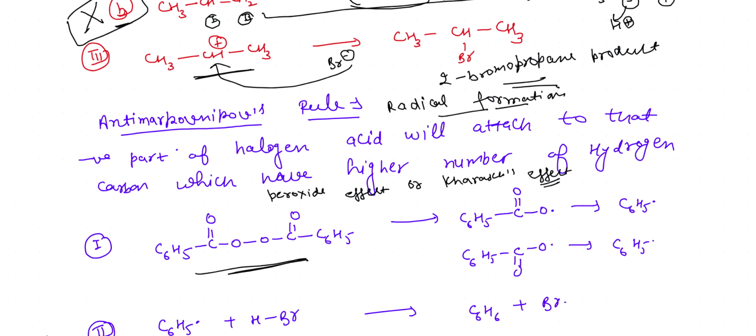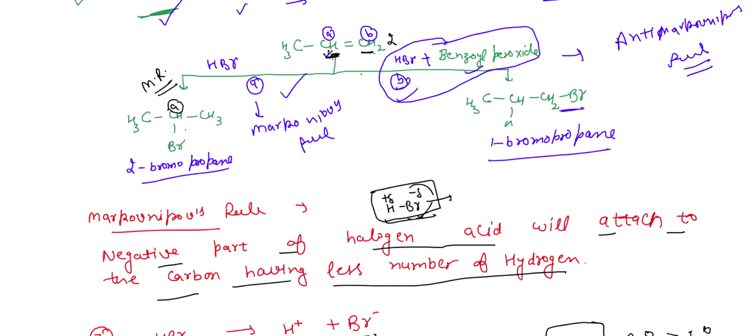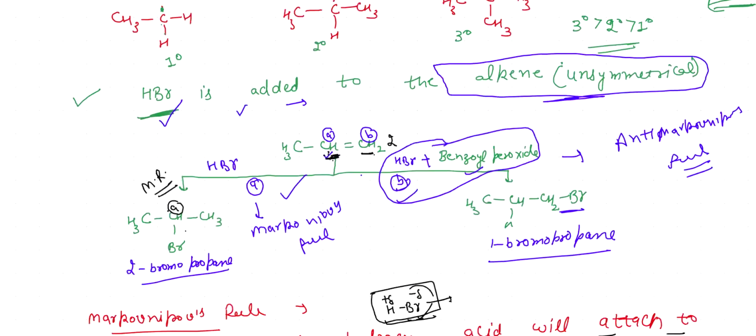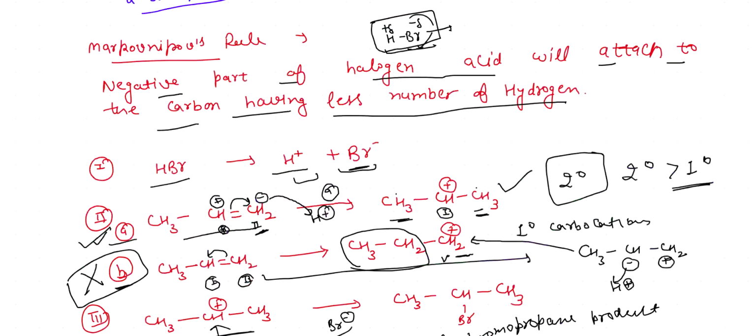The anti-Markovnikov rule is just the opposite of the Markovnikov rule. In the Markovnikov rule, the negative part goes toward the carbon having fewer hydrogens. In this case, the negative part will be attached to the carbon which has a higher number of hydrogens. Going back to the previous example, just look over here. In this product, the bromine is attached to the carbon having two hydrogens. Clear? So the addition here is according to the anti-Markovnikov rule. Let's understand the concept of the anti-Markovnikov rule through the mechanism.